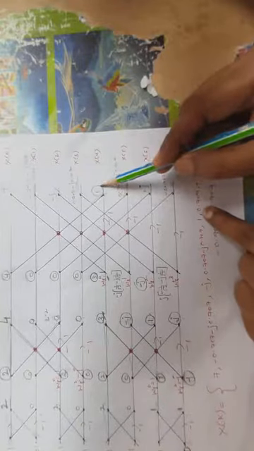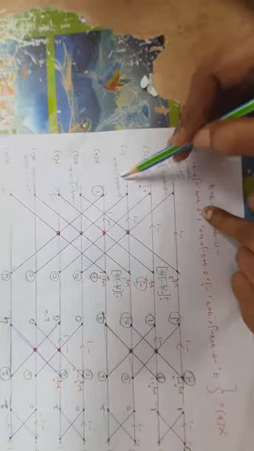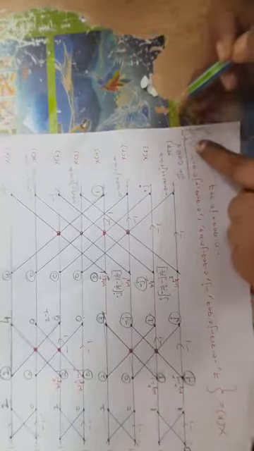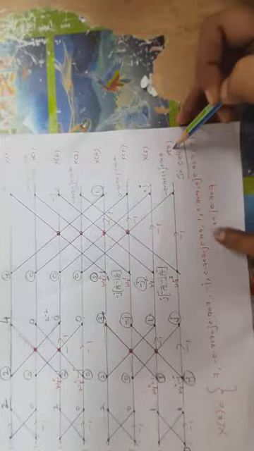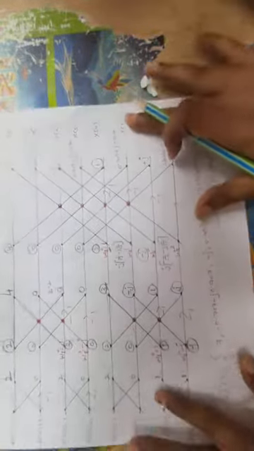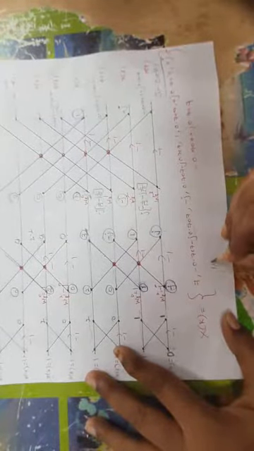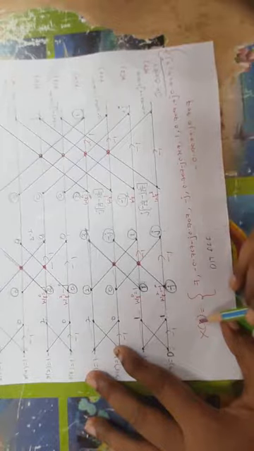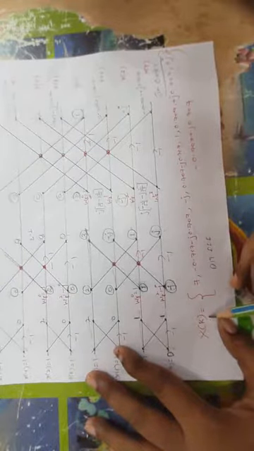Next one, next X of 5 value. Okay, next X of 6 value is j. Next X of 7 value is minus 1 by root 2 plus j into 1 by root 2. Okay, this is how, using the DIT FFT algorithm, we calculate the X of k.